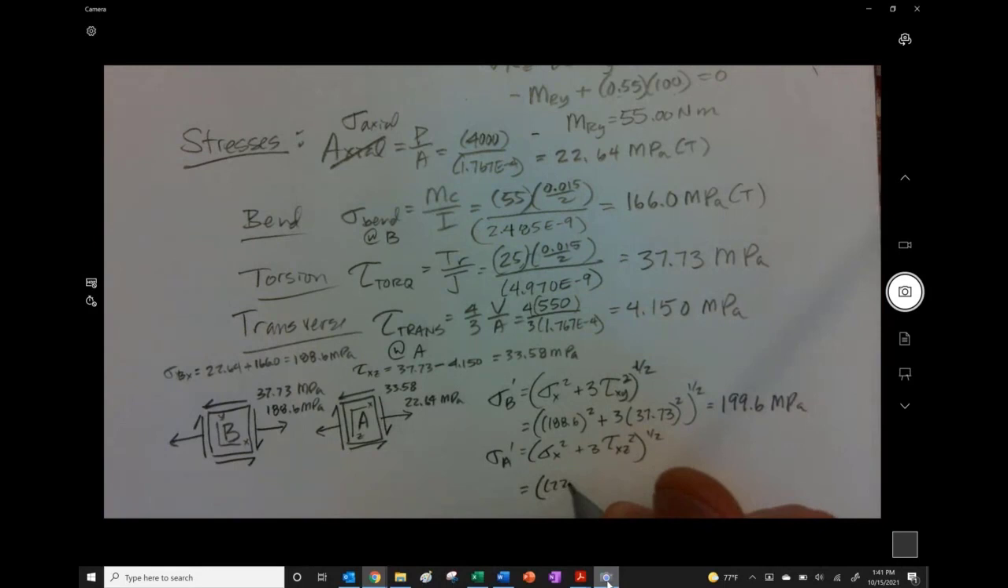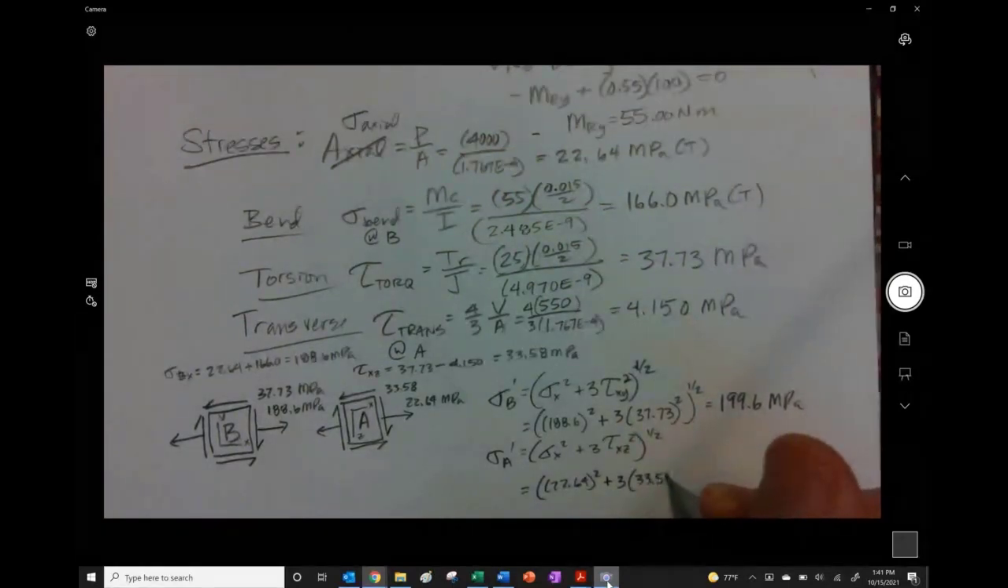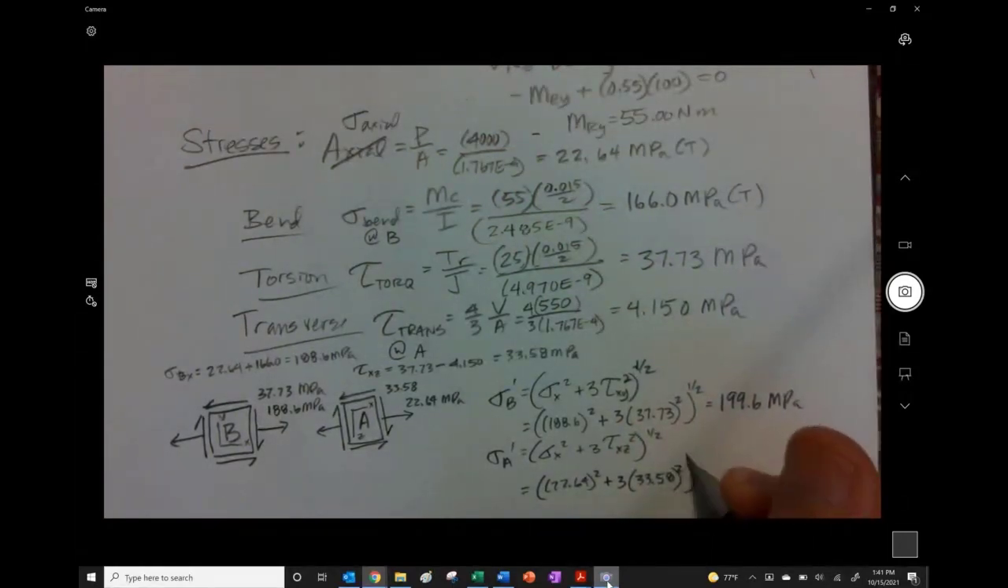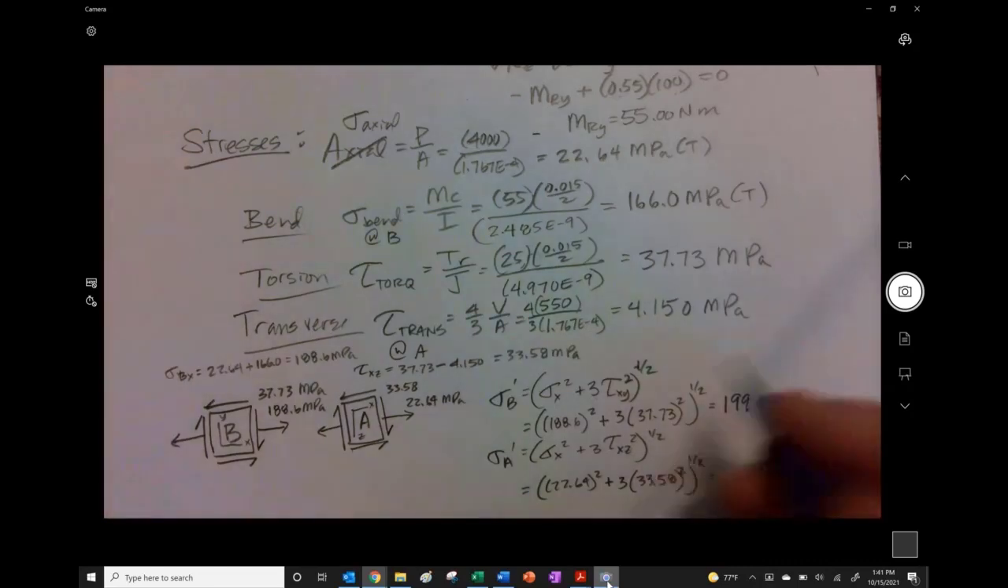And now we get 22.64 squared plus 3 times r, 33.58 squared, to the 1/2. And now we're going to get, see, 22.64 squared, 33.58 squared, 3 times, plus, square root.